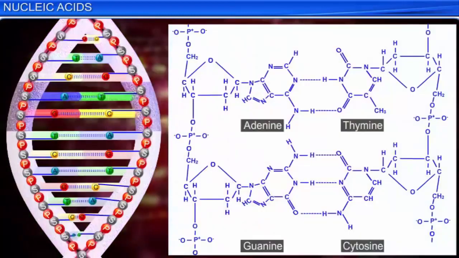The 2 strands of DNA are held together by hydrogen bonds between specific pairs of bases. Adenine always pairs with thymine. Cytosine always pairs with guanine. As the 2 strands are held together by hydrogen bonds between specific pairs of bases, the strands are said to be complementary to each other. Notice that the complementary strands run in opposite directions.